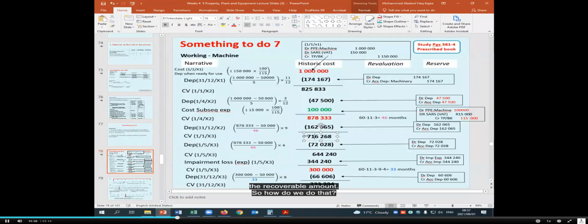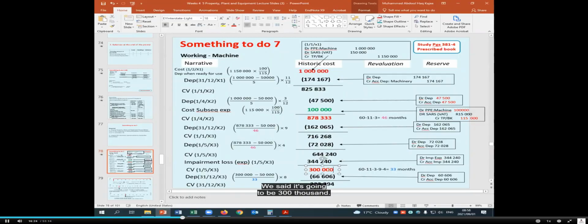So how do we do that? Well, at the beginning of the year, we started off with 716. How many months until the 1st of May 2003? January, February, March, April. 4 months. So we processed depreciation for 4 months, which is 72,000. So our carrying amount on the 1st of May is 644,240. What's our recoverable amount?